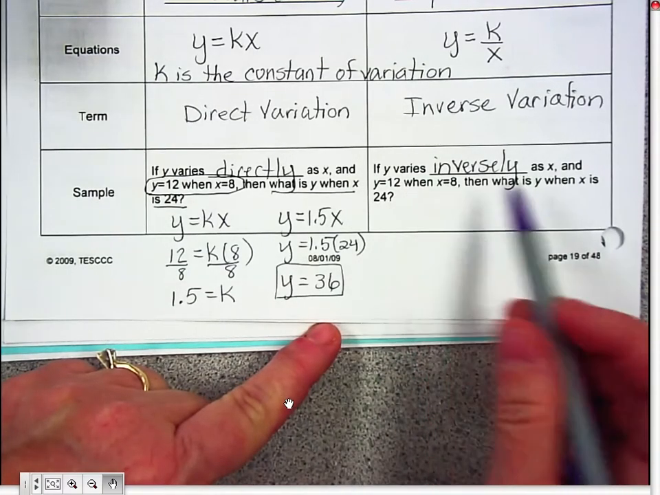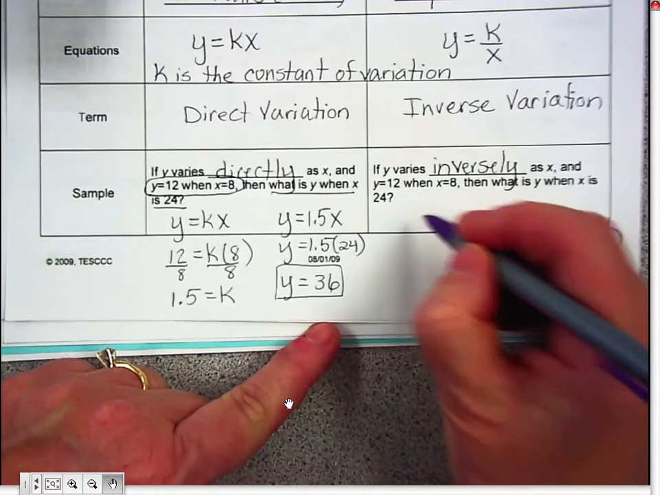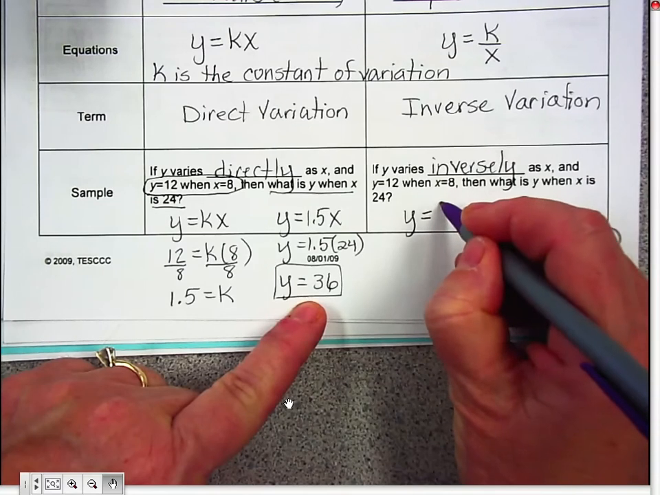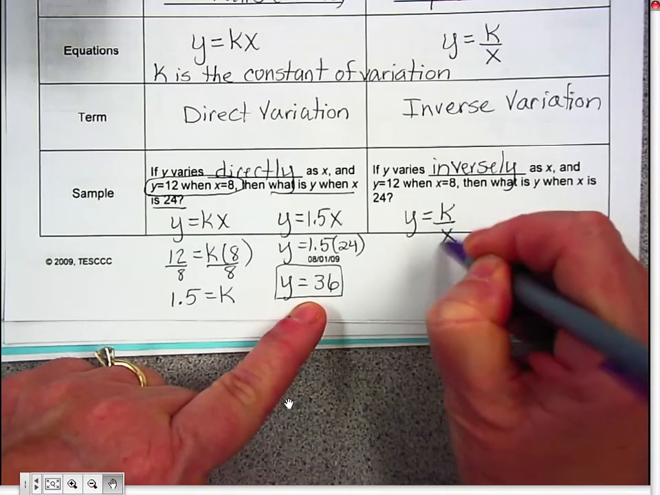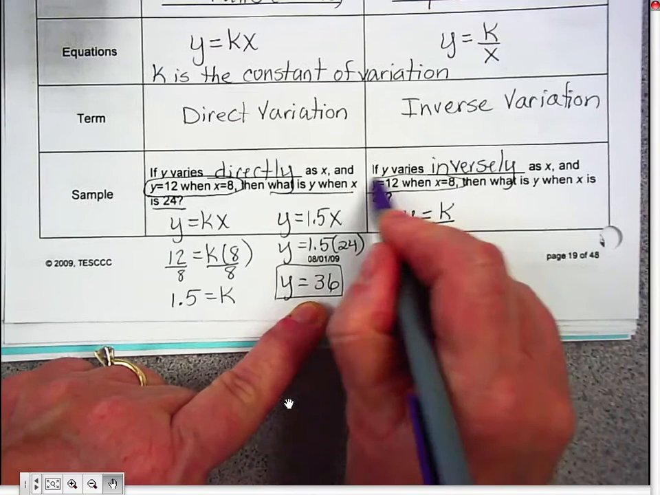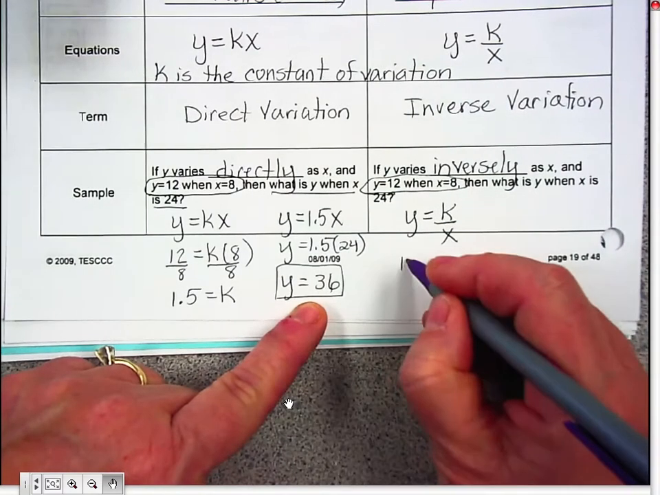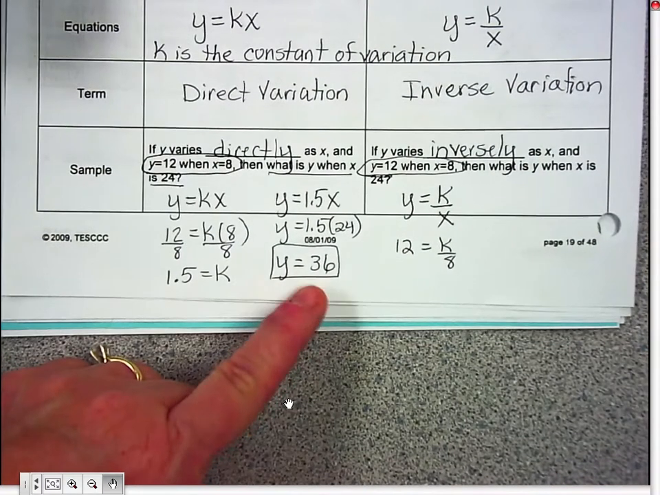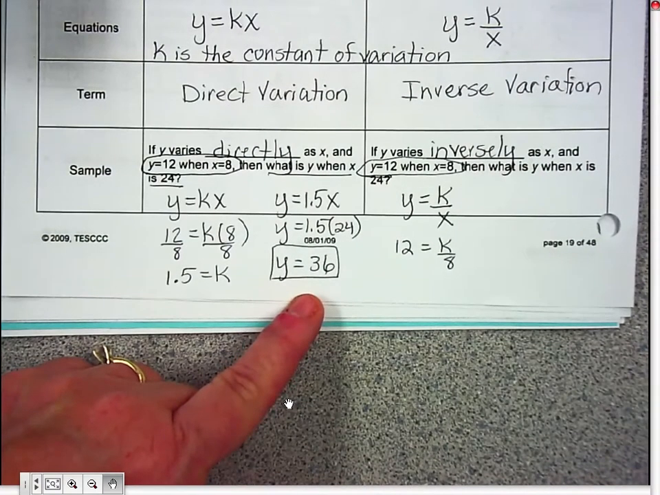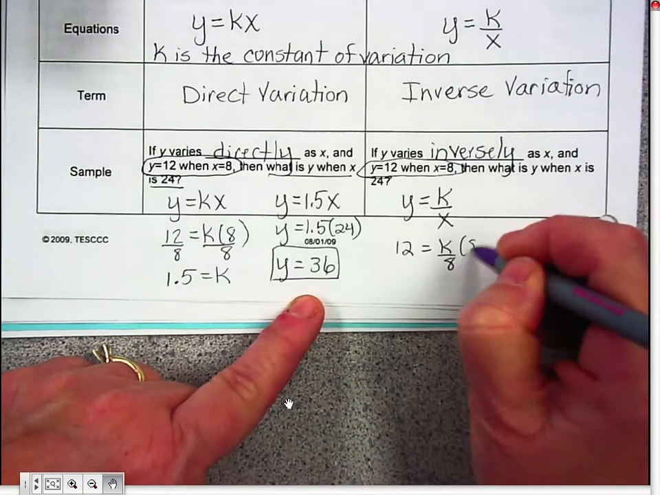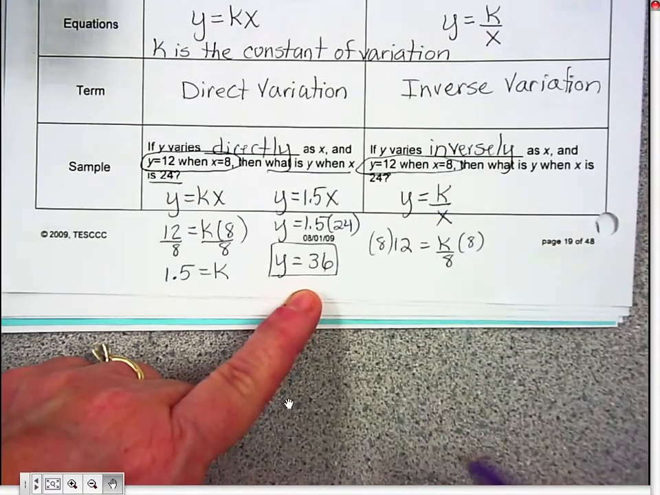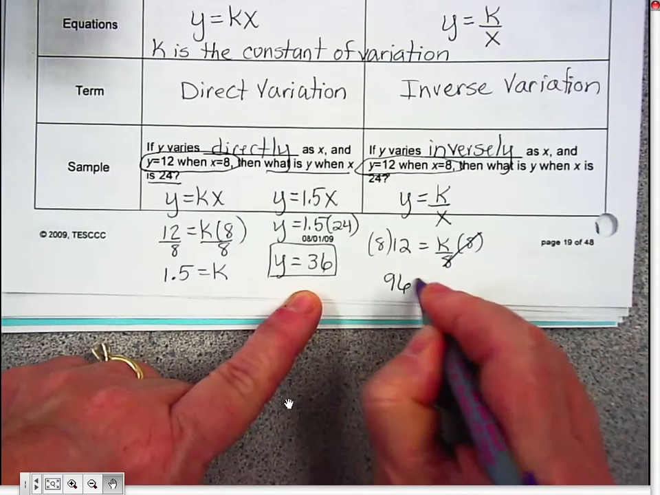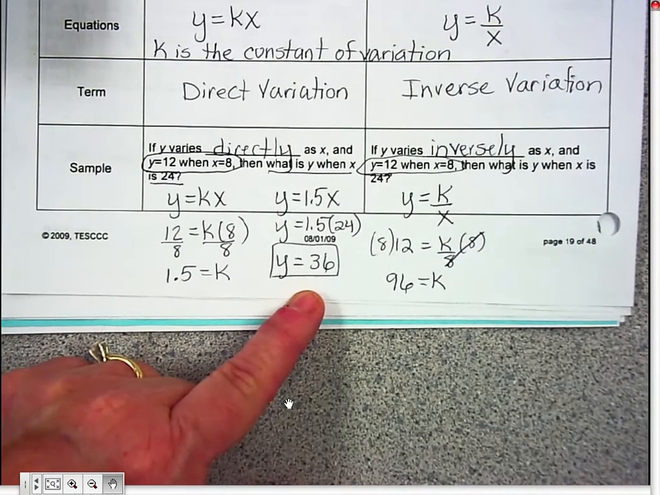Okay, Y varies inversely as X. We're going to use Y equals which one? K over X. K over X, okay. And then it says when Y is 12, X is 8. So we can plug in 12 for Y, 8 for X, and find the K. But how will we get rid of the 8 then? Okay, multiply both sides by 8. These 8's cancel. 96? Yes. 8 times 12 is 96.